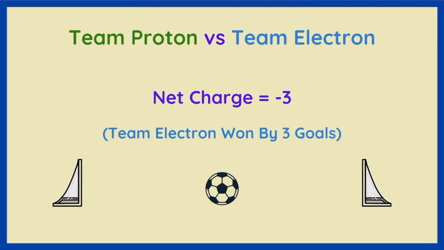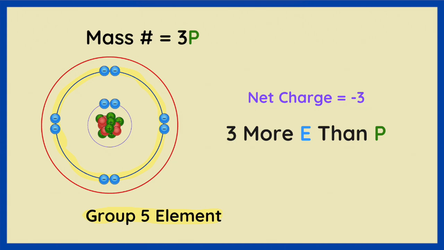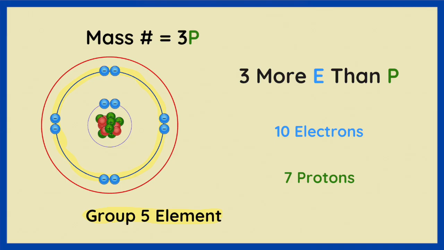Since net charge is like a soccer game of team proton versus team electron, a net charge of -3 means that team electron scored 3 more goals than team proton. In other words, our atom of interest has 3 more electrons than protons. And remember, we've already established that our atom has 10 electrons. So if it has 3 more E than P, it's got 3 less P than E, 7 protons.